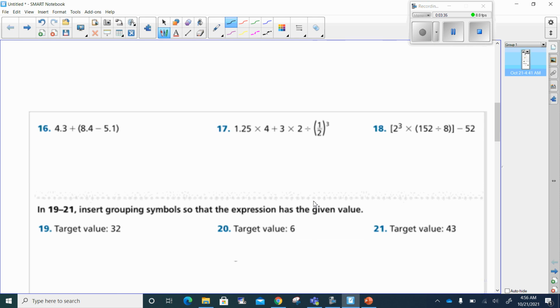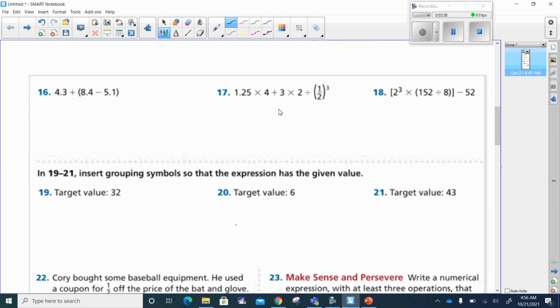Let's see, number 17 is mine to do. You'll have 16 and 18, so let's try this. First, I have to follow PEMDAS again. I see that I have a parentheses with exponents over here. So this is 1/2 to the third power. Remember, 1/2 to the third power means 1/2 to the power of 3 on my numerator and my denominator. So this is going to equal 1/8.